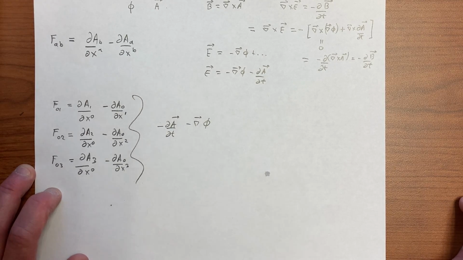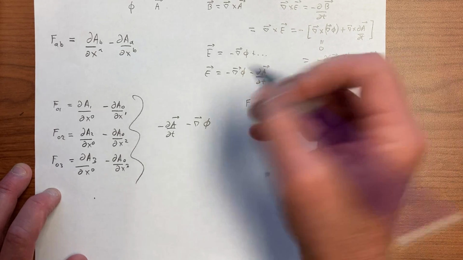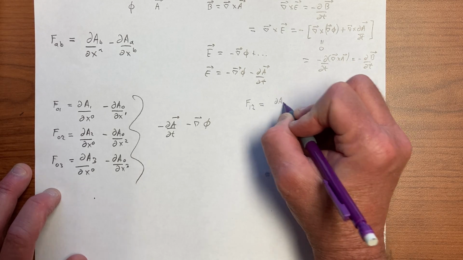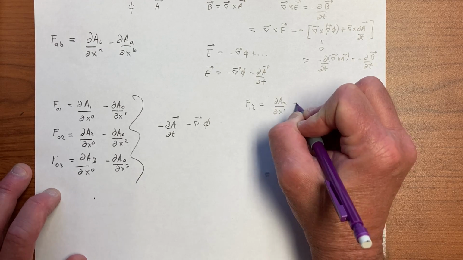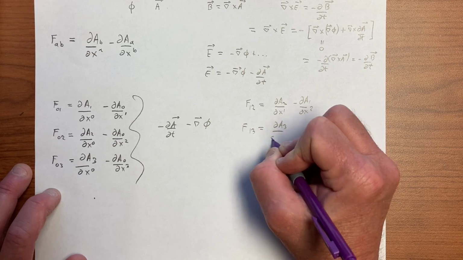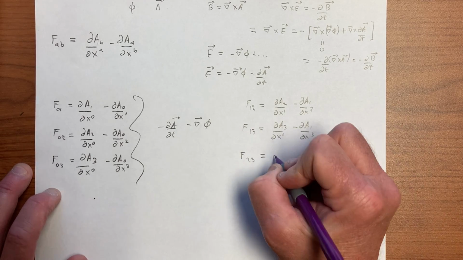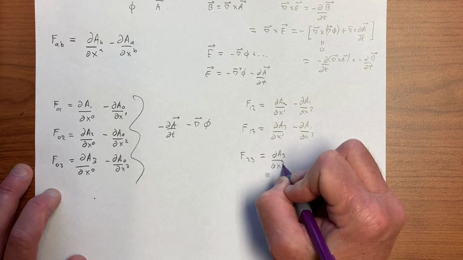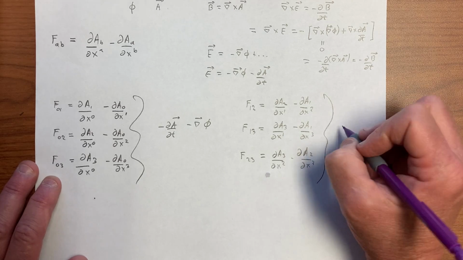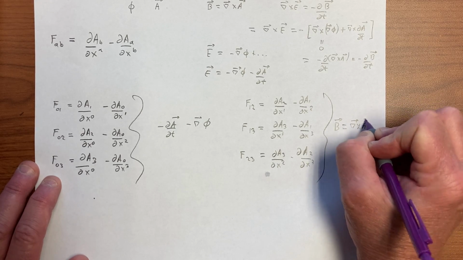And the indices without 0 here, right? They're anti-symmetric, of course, as we know, but we can do 1,2; 1,3; and 2,3. In this case we have F_12, which is dA_2 with respect to x^1 minus dA_1 with respect to x^2, and then F_13, which is dA_3 with respect to x^1 minus dA_1 with respect to x^3, and F_23, which is dA_3 with respect to x^2 minus dA_2 with respect to x^3. We can see that these are magnetic field components. So this is B. These are the 3 components of B equals the curl of the vector potential.